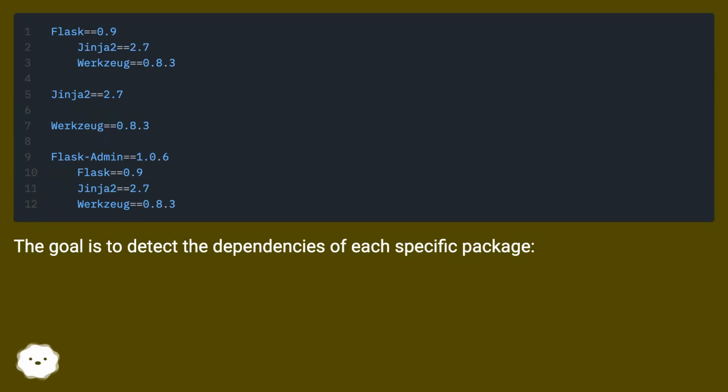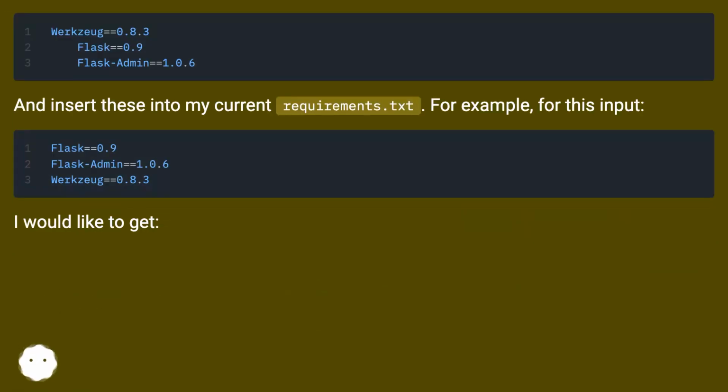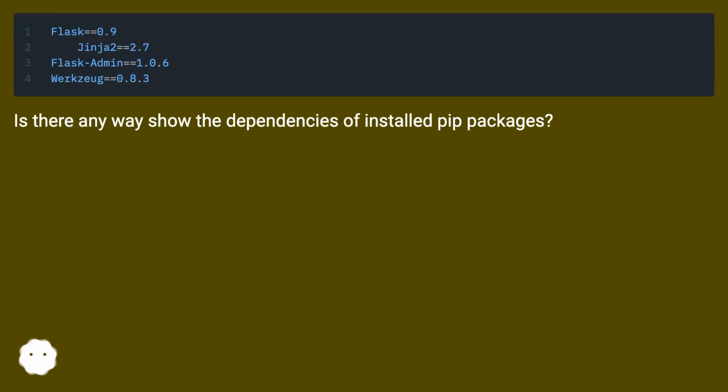The goal is to detect the dependencies of each specific package and insert these into my current requirements.txt. For example, for this input, I would like to get this output. Is there any way to show the dependencies of installed pip packages?